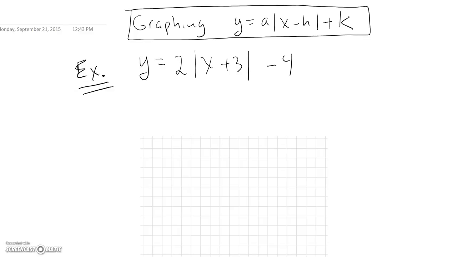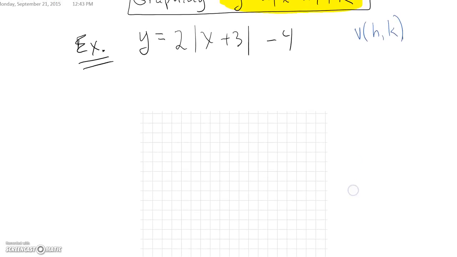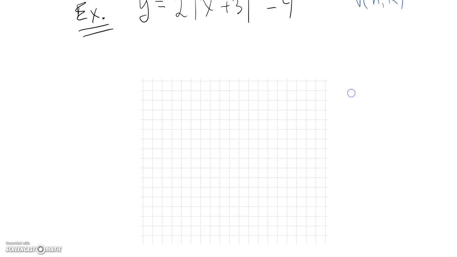Okay, so today we're going to be talking about graphing absolute value graphs, graphs that are in the form y equals a times the absolute value of x minus h plus k. In general, if you're familiar with this, this is intended to be just a little bit of review, these graphs will have a vertex at (h, k) on the graph.